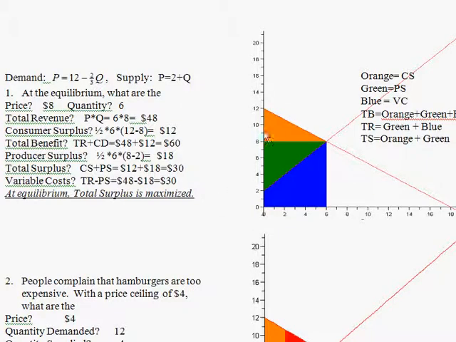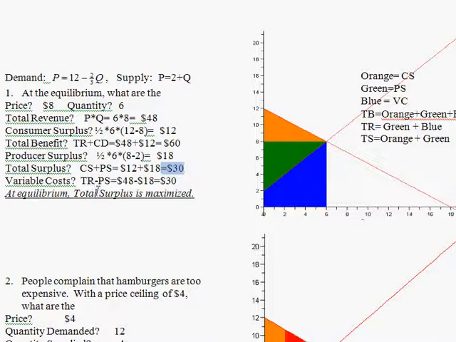Just to review here, in this diagram on the right, the orange is the consumer surplus, the green is the producer surplus, the blue is the variable costs, the green plus the blue, this rectangle, is the total revenue, and the orange plus the green is the total surplus, which is $30. And as we discussed, that's the important thing that economists keep their eye on.